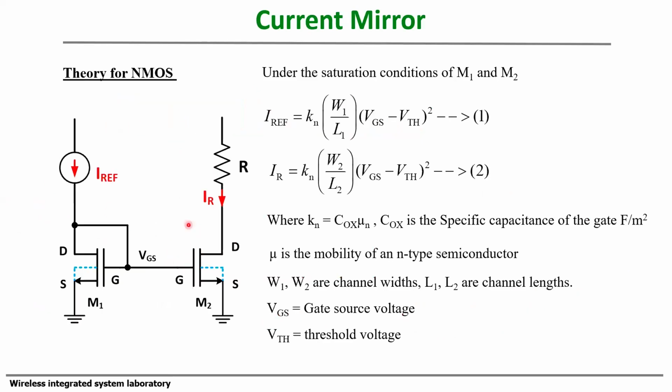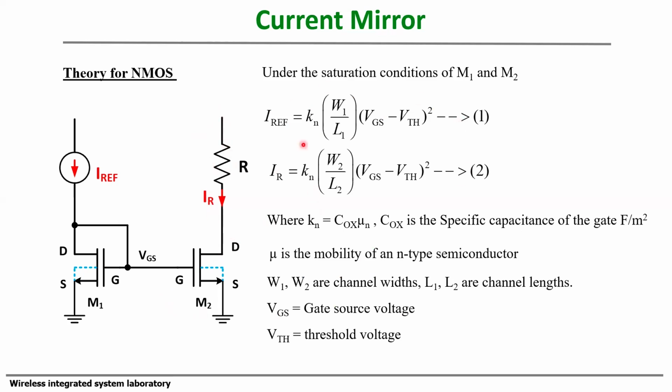So here is the simple schematic of the current mirror circuit using two NMOS transistors. The gate and drain of one NMOS transistor, M1, are connected together, diode connected, and the reference current is also connected to the drain of M1. The resistor R is connected to the drain of M2. IR is the current through that resistor R.